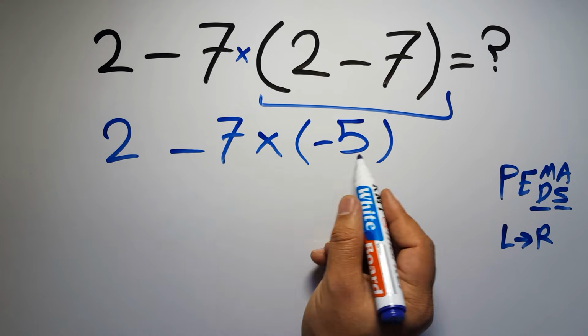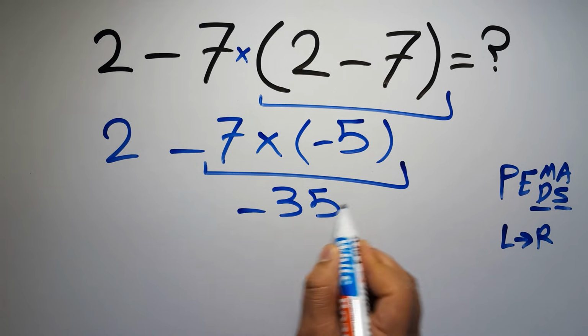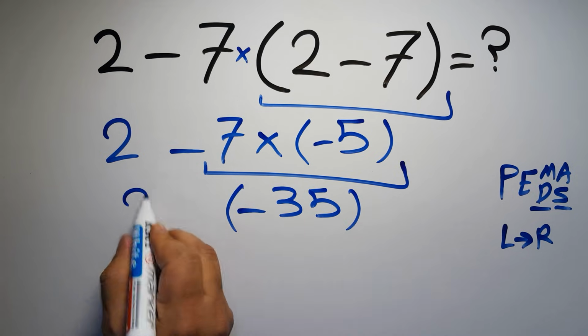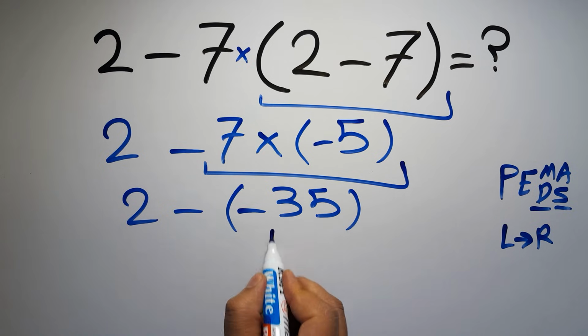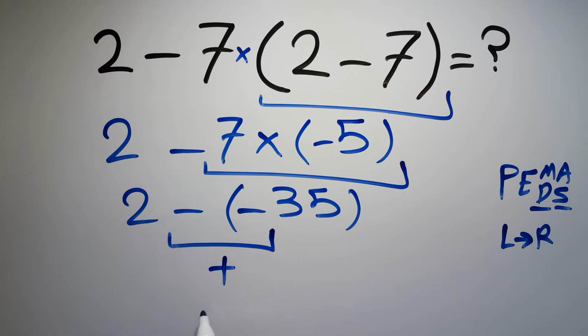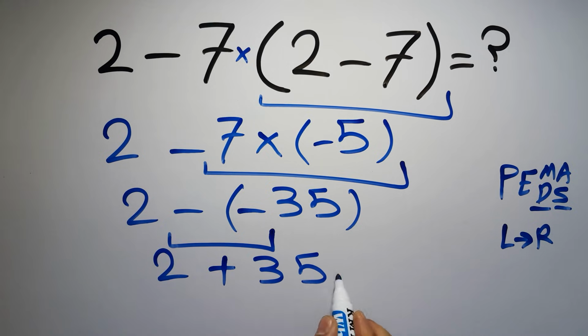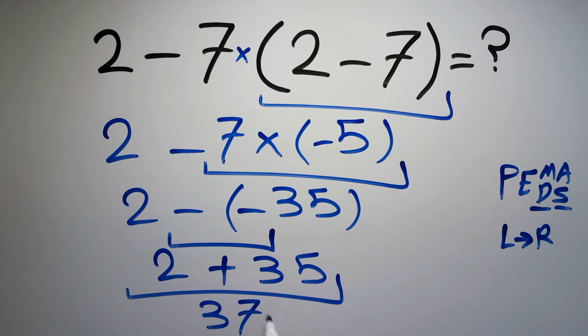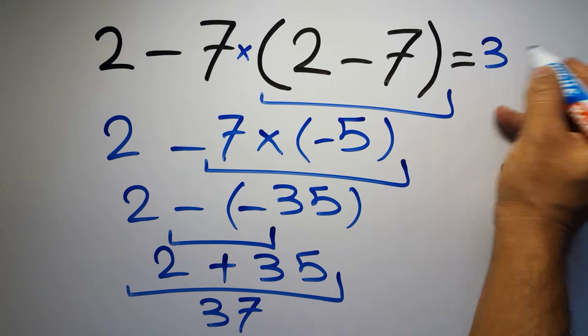7 times negative 5 gives us negative 35. So 2 minus negative 35. Negative times negative gives us positive. So 2 plus 35, and this is equal to 37. And this is our final answer to this problem. The correct answer is 37.